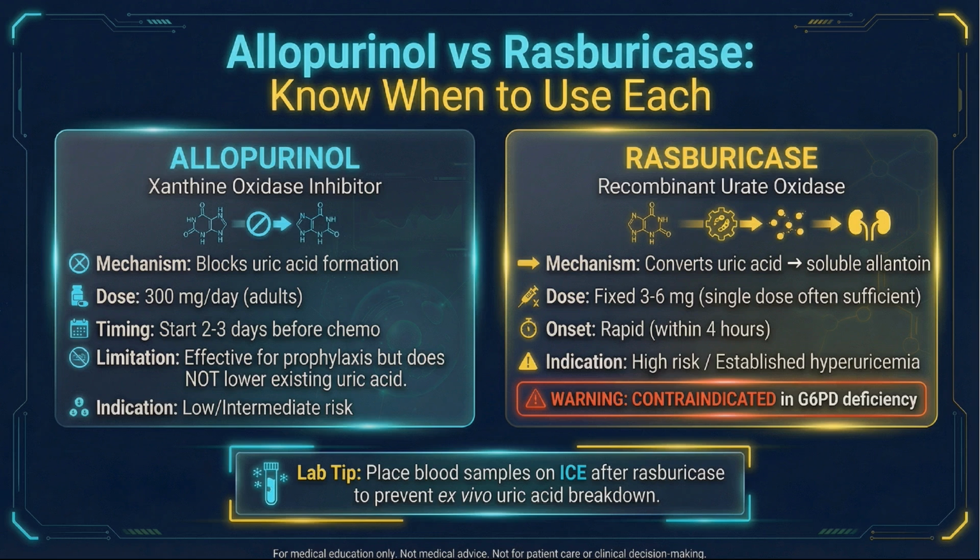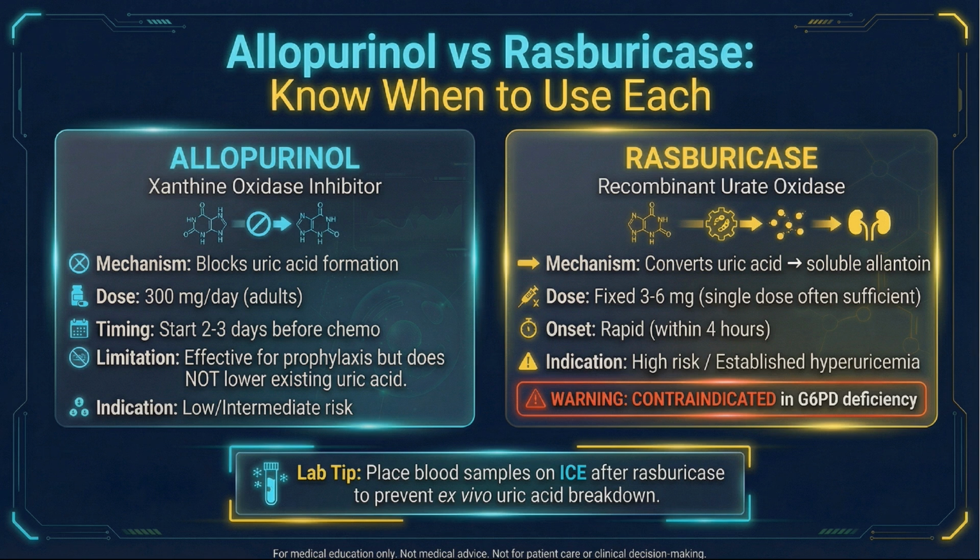Let's compare our main pharmacologic agents for prevention. It's essential to know when to use each. For low to intermediate risk patients, the primary strategy is to block the production of new uric acid using a xanthine oxidase inhibitor. The most common agent is allopurinol. Its mechanism is to block the final step in uric acid production. The typical adult dose is 300 milligrams per day, and it should be started 2 to 3 days before chemotherapy begins. For patients who are unable to take allopurinol, for instance due to hypersensitivity, febuxostat is an excellent alternative.